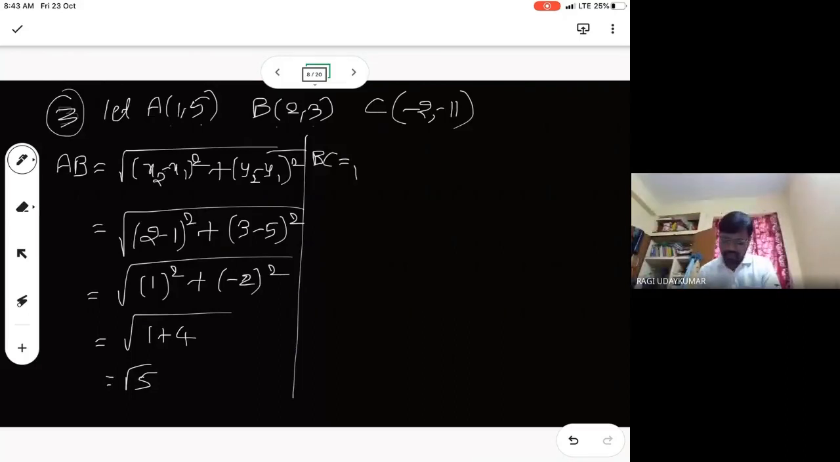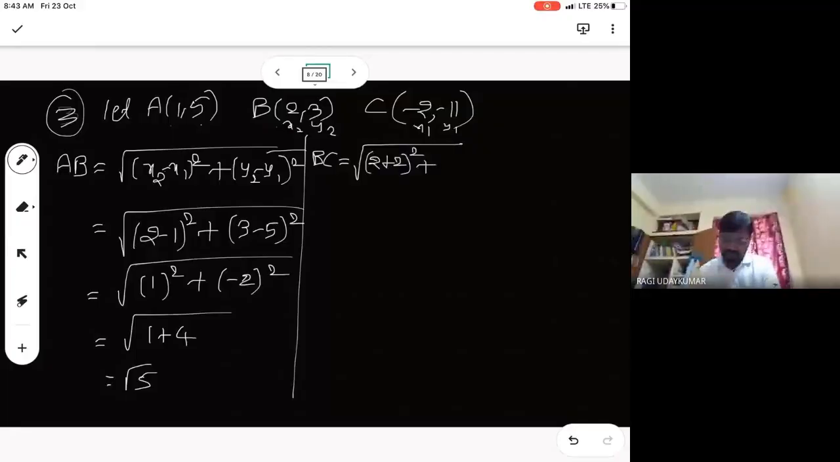Like that you find BC. BC is equal to the square root of (x2 minus x1) whole square. If you want, you can take this one as x1, this one as x2. Now x2 minus x1 is 2 plus 2, so (2 plus 2) whole square plus (3 plus 11) whole square. So what do you get here? 4 square is 16, and 14 square, since 11 plus 3 is 14.